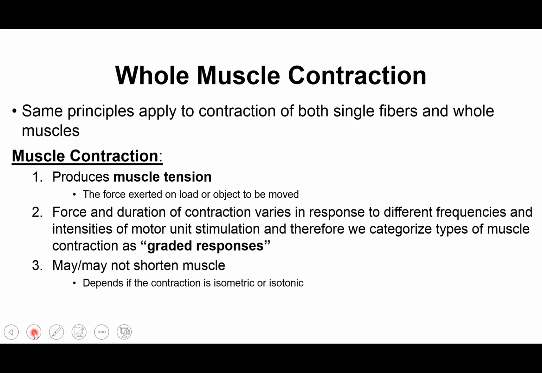Essentially, whole muscle contraction is going to be similar in some ways to single fiber contraction, but it's going to differ a bit as well. The entire big picture purpose of whole muscle contraction is to produce muscle tension. And tension refers to the force that is exerted on an object or a load in order to move that load.